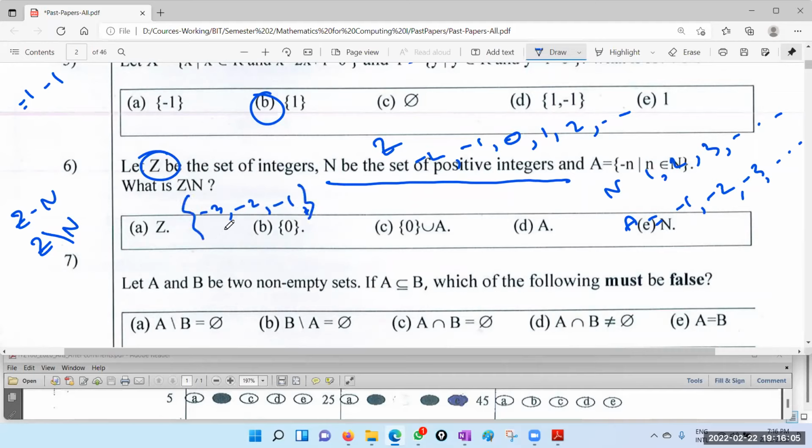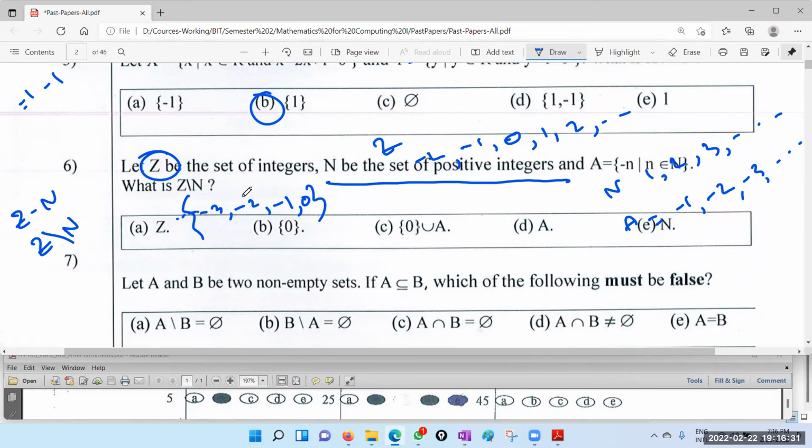Even 0 can't be removed. Z minus n still has 0 because natural numbers don't have 0. So therefore 0 will also remain. Minus 1 and 0, because 0 is not removed. Only the natural numbers are removed, 1, 2, 3, 4. So 0 is also there. So here we have from negative infinity to 0.